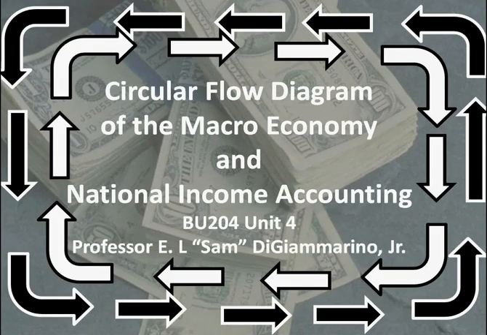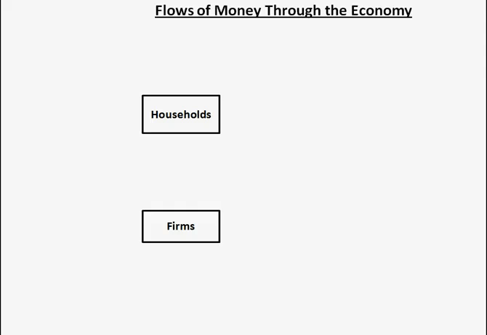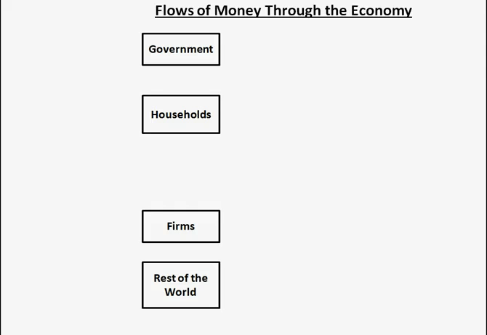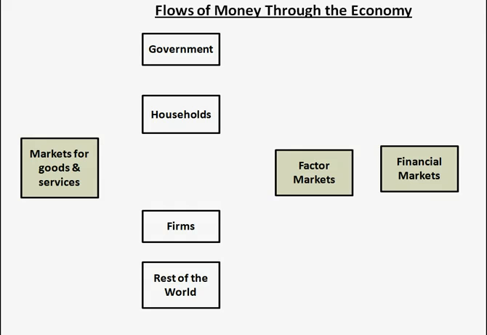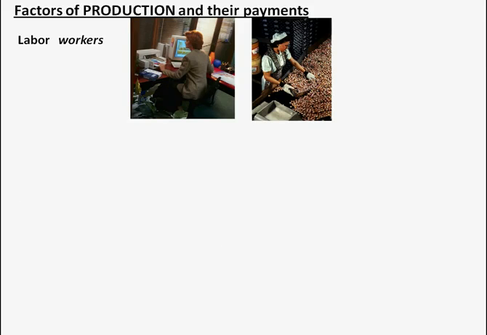Folks, what we're doing today is talking about the circular flow diagram in national income accounting. You remember the simple circular flow diagram we had in chapter 2. Well, in unit 2, we're expanding that significantly. Let's talk for a moment about the factor markets. This is factors of production.